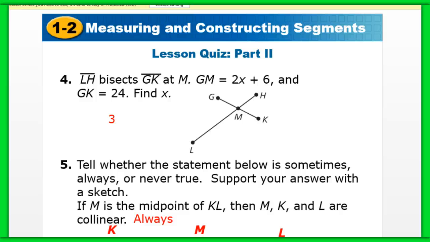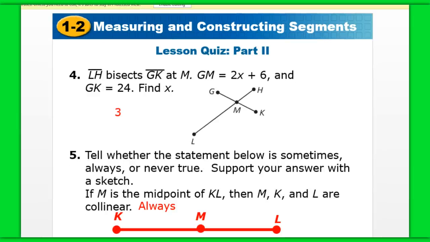All right, and number 4, you should have found x is 3. And number 5, the statement is always true. And the sketch should look like this. If M is a midpoint of KL, then M, K, and L are collinear, right? And by definition, a midpoint would be collinear to the endpoints on the segment where you would find the midpoint, okay?